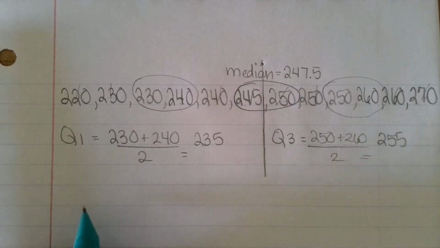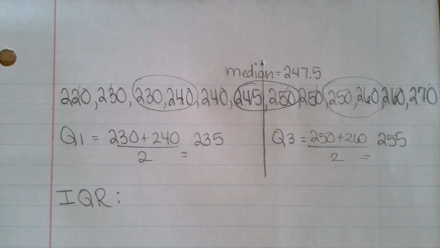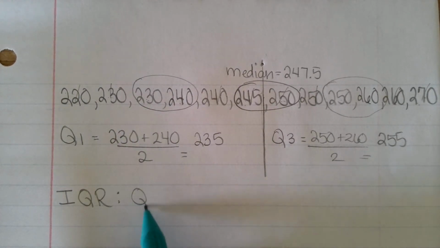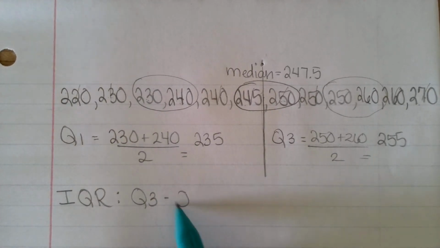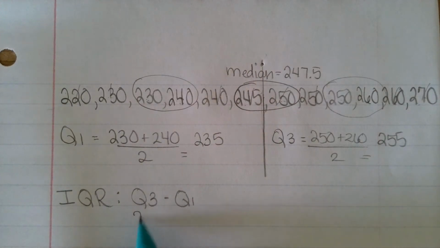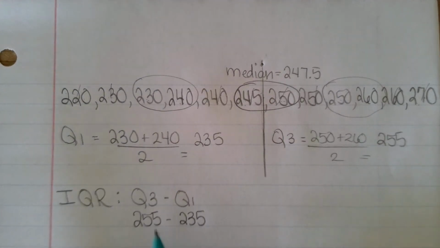Okay, and then our next step, we're going to find the interquartile range, the IQR. To find that, I have quartile 3 minus quartile 1. And just fill in numbers. So quartile 3 is 255, quartile 1 is 235, so the interquartile range is 20.